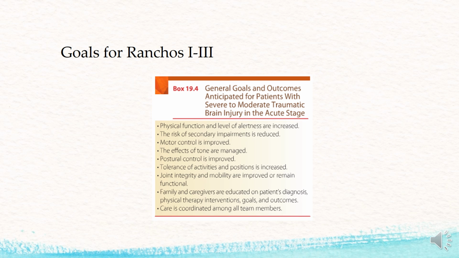Box 19.4 from your text gives you a great synopsis of what things you may be looking for if someone's in Rancho's stages 1 to 3. So here's where it might be that acute setting. You're starting out with someone, they're probably not interacting much with you. What you're really trying to avoid, you don't want them to get contractures. You don't want them to get skin breakdown. You want to start getting them moving around to the amount that they can, trying to encourage them being more physical functioning, getting a better level of alertness.